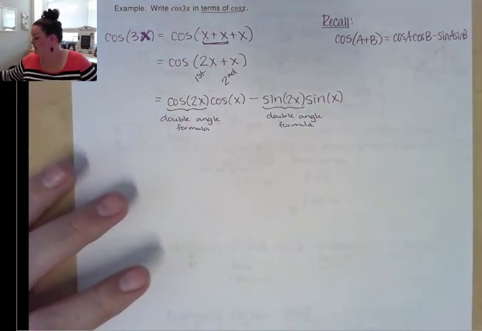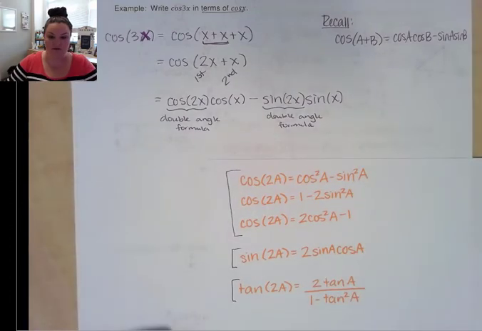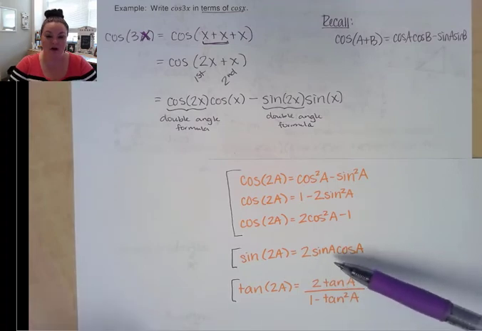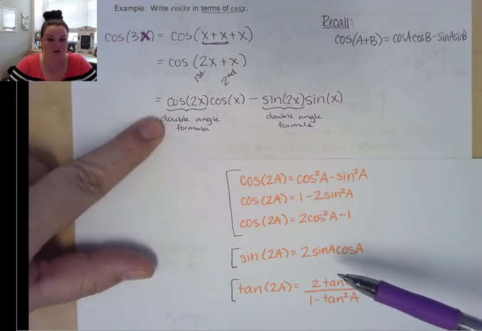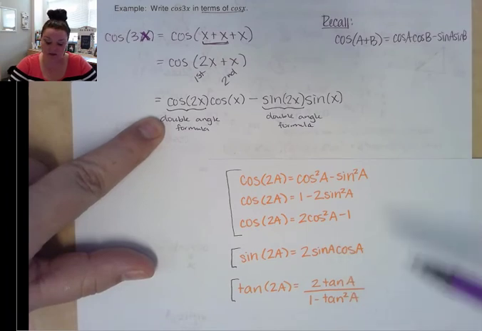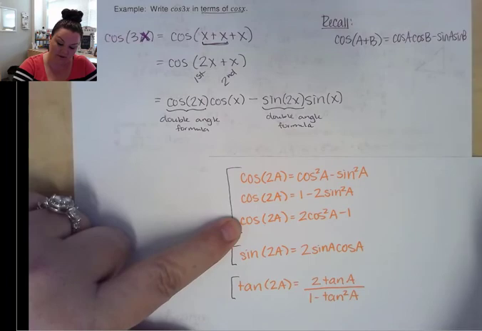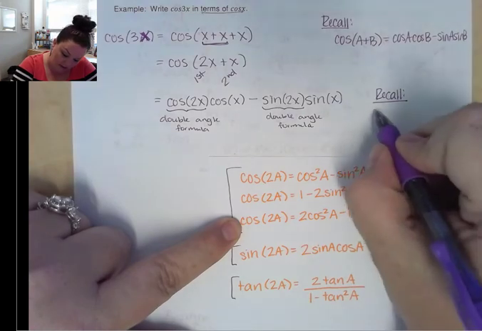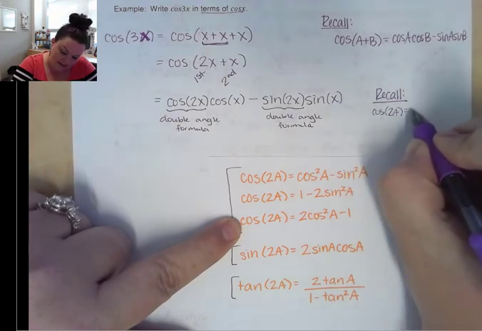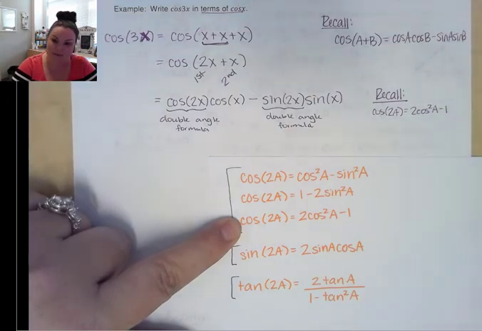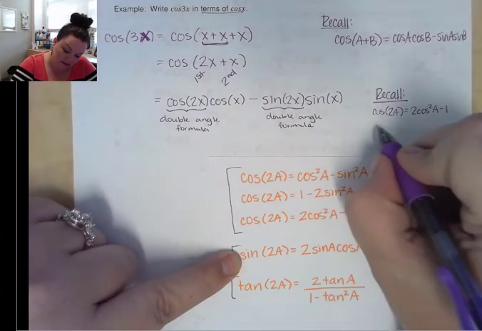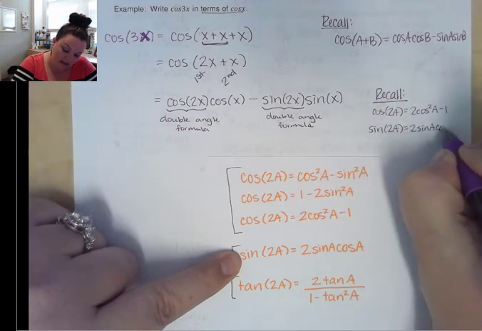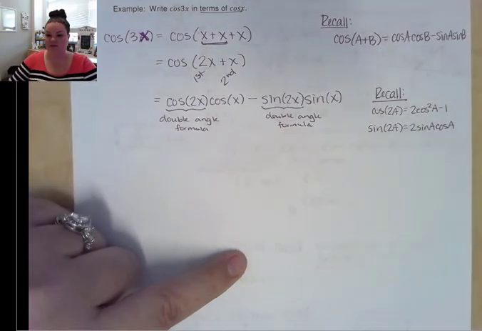If I look at my page that has all my double angle formulas, I don't have a choice for the sine one. I have to use this one. But for my cosine one, I could choose to use one that specifically has cosine values. So I'm going to use this third one, which says that cosine of 2a is the same as 2 cosine squared a minus 1. And then my sine double angle formula: sine 2a is equal to 2 sine a cosine a. Okay, so I have my two formulas written down.